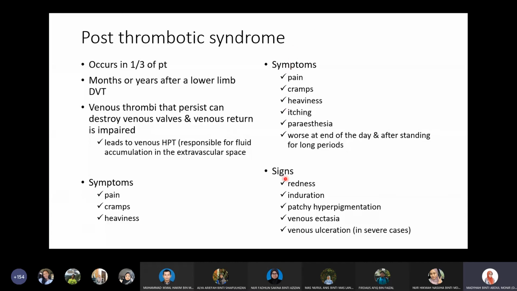What are the symptoms and signs? Patients can come with pain, cramps, feeling of heaviness, itching, paresthesia, and usually it becomes worse at the end of the day and after standing for a long period of time. When you do physical examination, there will be redness, induration, patchy hyperpigmentation, venous ectasia, and also sometimes you can develop venous ulceration in severe cases.